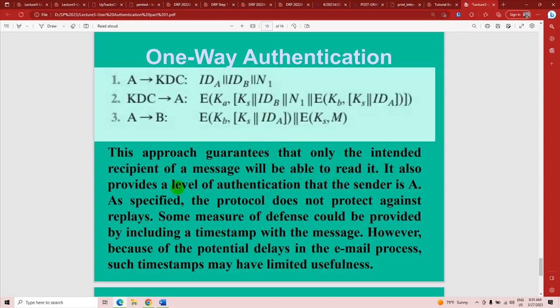It also provides a level of authentication: sender authentication. A is proved to B, but B is not proved to A. But there is no need. Why? Because it's email. Here also please understand, there is no necessity of using a timestamp for email, because the email delivery could be delayed, and if we use the timestamp, then the email might be rejected. So this is just to show one-way authentication.